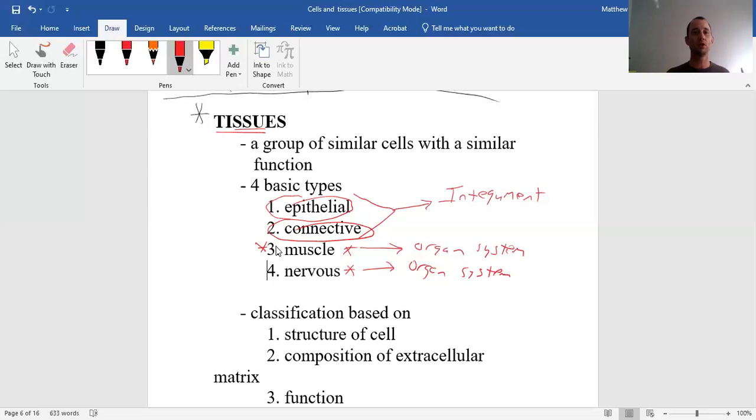Okay. So if we look at tissues as a whole, there are 4 basic types, and we're going to talk about how the 4 basic types can be classified. What does it mean to be an epithelial versus a connective versus a muscle versus a nervous tissue? Part of that classification is based on a couple of things. First and foremost, the structure of the cell that makes it up.